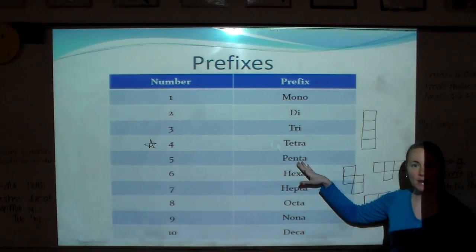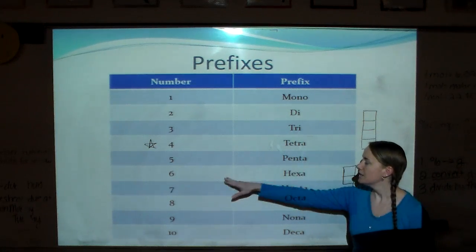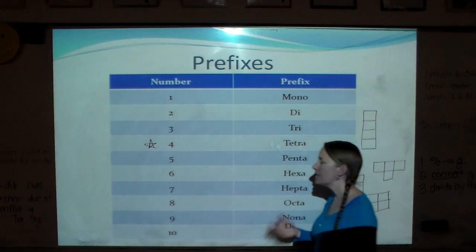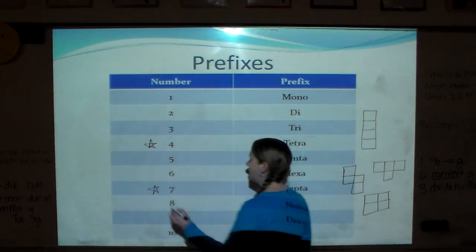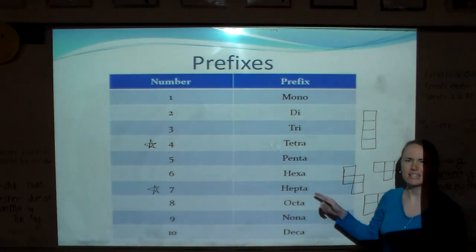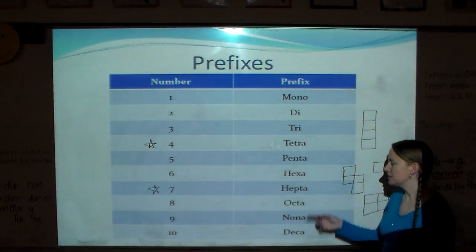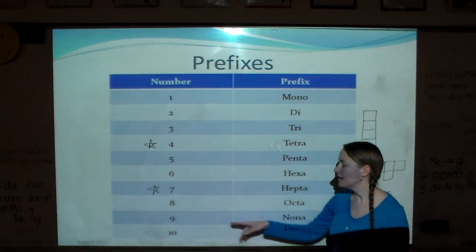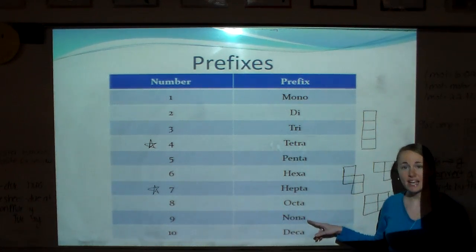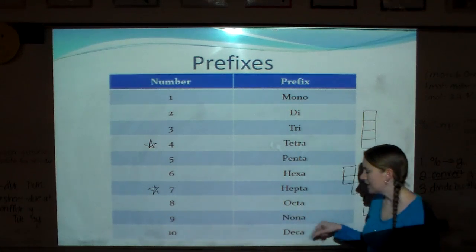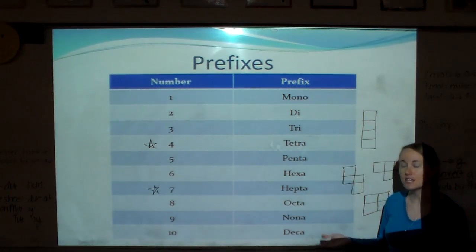5 is penta. Think about a pentagon. It has 5 sides. 6 is hexa. Think about a hexagon. It has 6 sides. 7 is also commonly missed. It is hepta. I'll get septa a lot, but it's hepta. 8 is octa, like an octopus has 8 legs. 9 is nona. I get nano a lot for this, but it's nona. And 10 is deca. Think about a decade is 10 years.